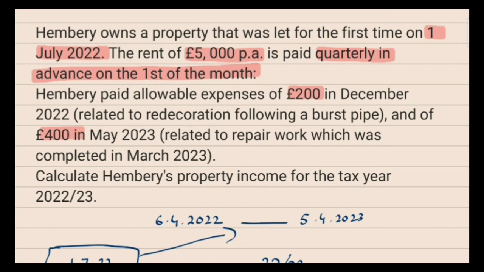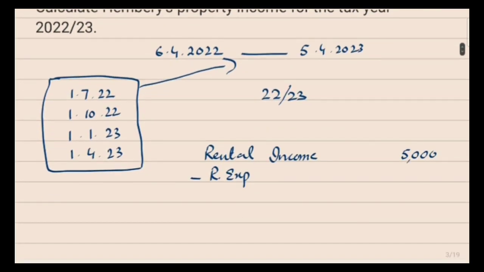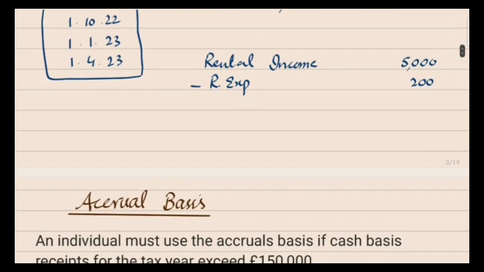Hamri paid allowable expenses of 200 in December and 400 in May. Whatever amount has been paid in December is considered as the expense paid in this current year. But if any amount is paid in May 23, it means this is paid in the next tax year, 23-24. आपके पास 5 अप्रैल को आपका टैक्स ईयर ख़त्म हो जाता है. अगर 5 अप्रैल 23 के बाद पेमेंट की जा रही है तो ये पेमेंट नेक्स्ट टैक्स ईयर से रिलेट करती है. So we will only deduct expense of 200, right, which is paid in December. So our taxable income would be 4,800 with reference to property income.